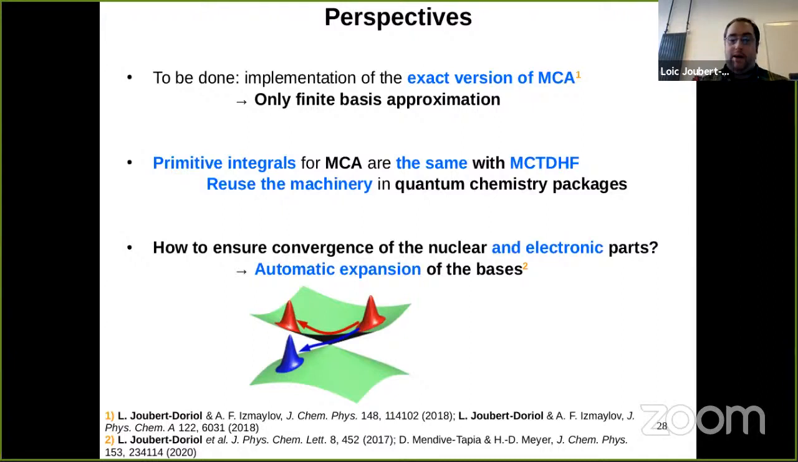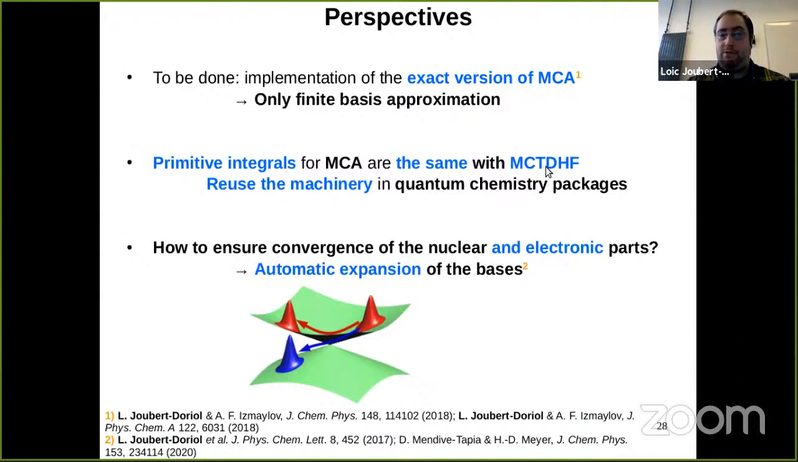But all these matrix elements need to be implemented first. And there are many new integrals. So this is a huge work that we are going through right now. But the good thing is that once you have this method implemented, you can use that to devise approximations for all these integrals in a very controlled manner, because you have the exact result as a reference. Then there is also the fact that you can reuse all the integrals on the primitive basis for MCTDHF.